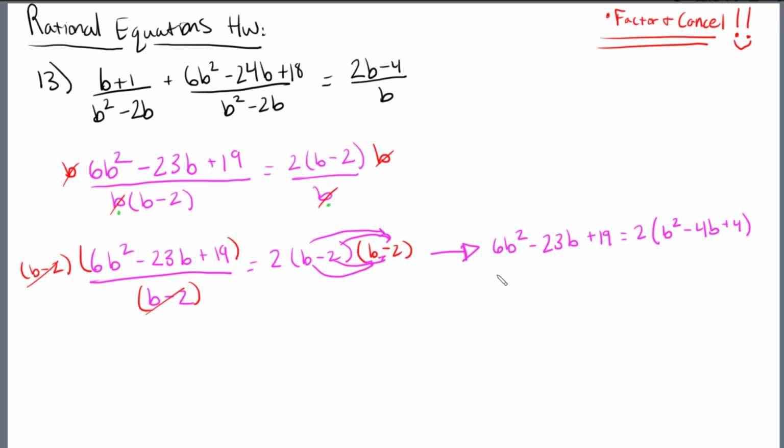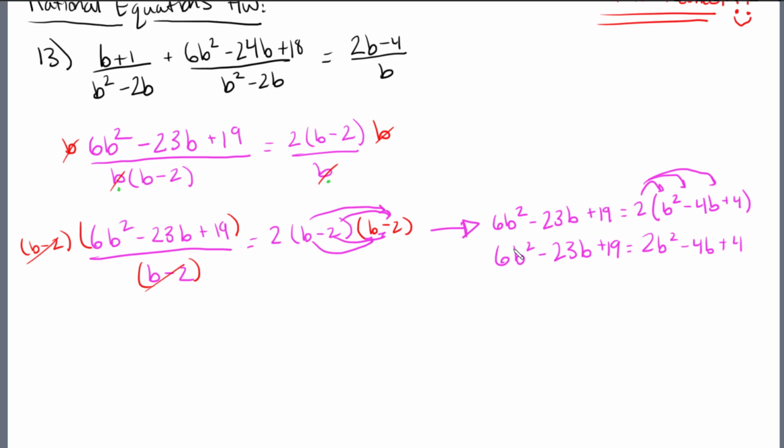And let's simplify one more step. So 6b squared minus 23b plus 19 equals, distribute the 2, 2b squared minus 4b plus 8. It's still looking kind of gross, but at least we don't have any more fractions to deal with. So I'm going to put this stuff kind of in the center for us now.